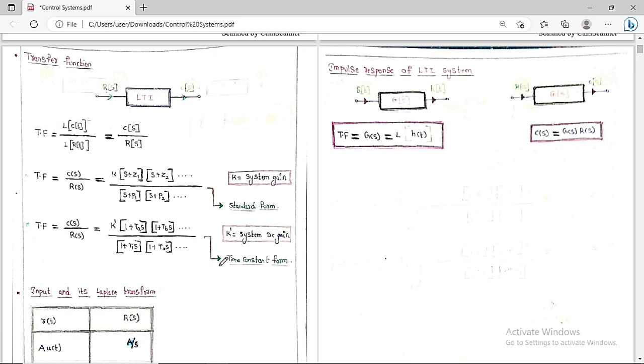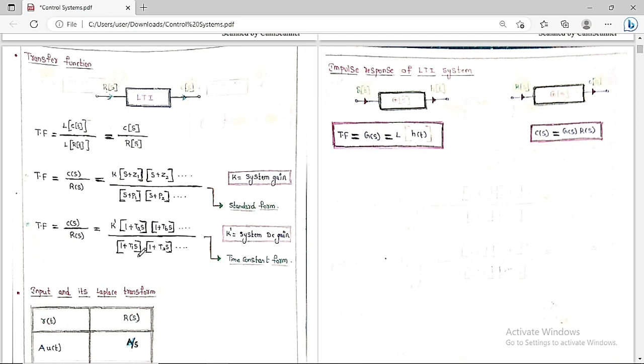This is called the time constant form of the representation of the transfer function. So both are the same; the only difference is the way of representation. Here K is called the system DC gain. So these are two representations of the transfer function: this is the standard form and this is the time constant form. We can get one from the other by easy simplification.